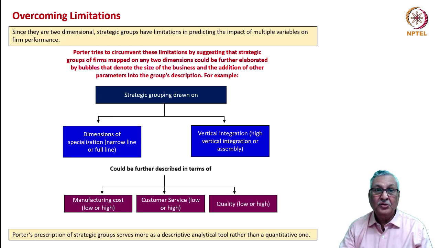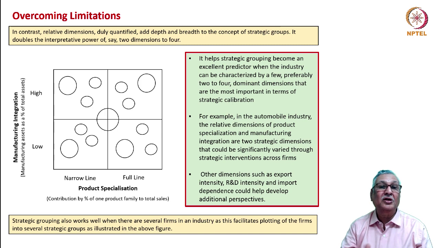So this description of strategic groups serves as a descriptive analytical tool rather than a quantitative one. So how do we overcome this? We can do this by overcoming the dimensioning through depth and breadth. I have defined here a strategic canvas which is comprising product specialization, contribution by percentage of one product family to total sales, and manufacturing integration, by contribution of manufacturing assets as percentage of total assets.